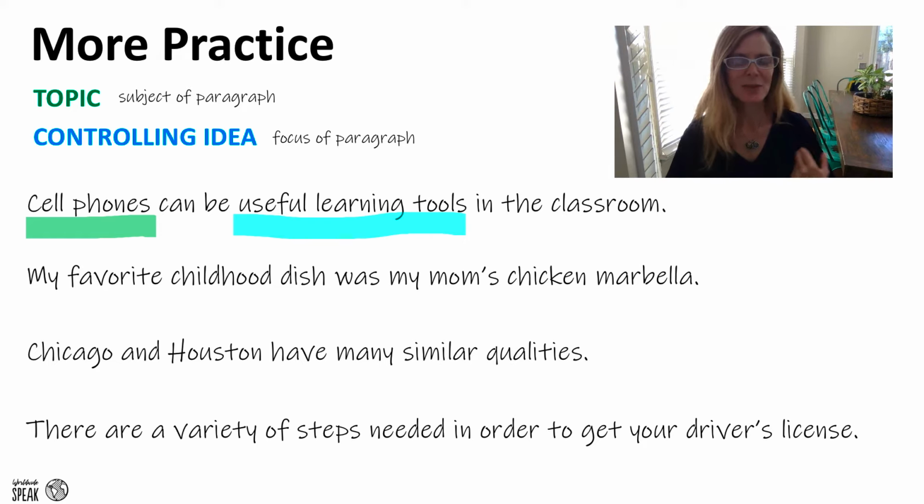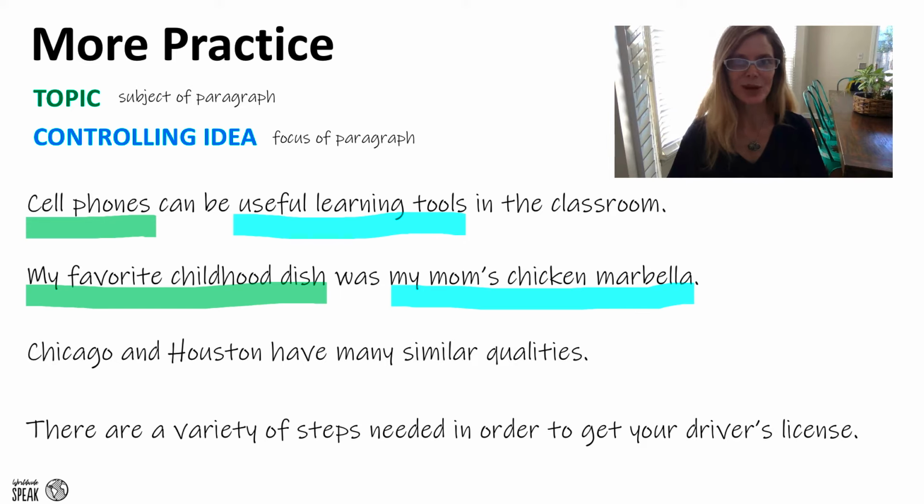Next sentence. My favorite childhood dish was my mom's chicken marbella. Okay, so what's the big topic here? My favorite childhood dish. I'm talking about my favorite food as a kid. Now, I need to tell you what that favorite food was in order to focus the paragraph. And that favorite food was my mom's chicken marbella. So the topic was my favorite dish, and then the focus was the chicken marbella.